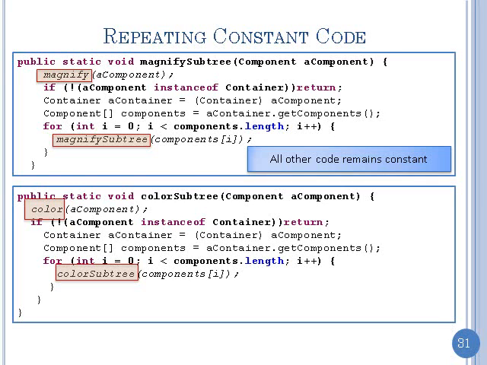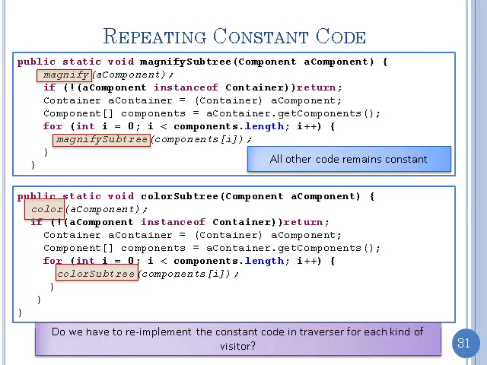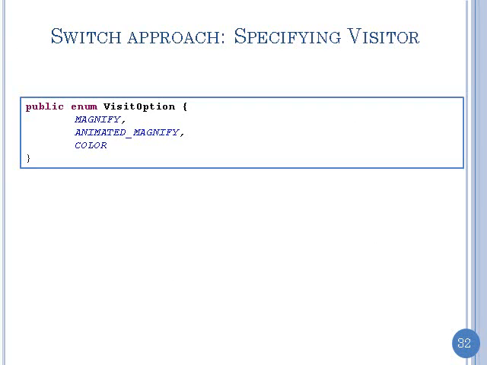Okay, and you guys went a little too quickly. So the question is, do we have to re-implement the constant code in Traversal for each kind of visitor? The answer obviously has to be no. And before we go to that, let me give you the simpler solution that you all should be able to understand. And then we'll try to go to their more complicated solution.